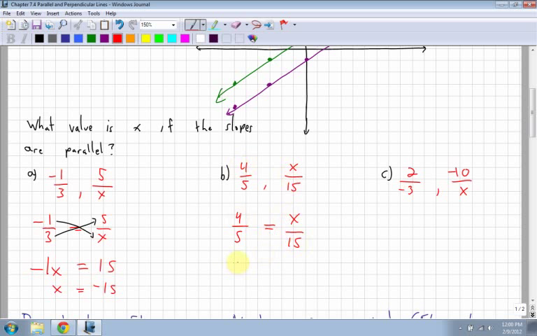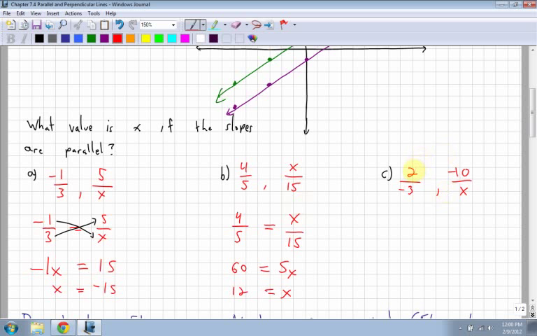So 4 times 15 is 60. 5 times x is 5x, because you have to know how to do this anyways for grade 11. And then I divide by 5, so that means that x is equal to 12. Plus it kind of double checks to make sure that, oh yeah, I was right.